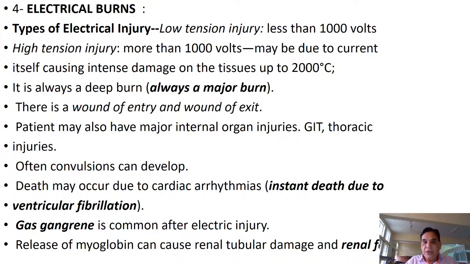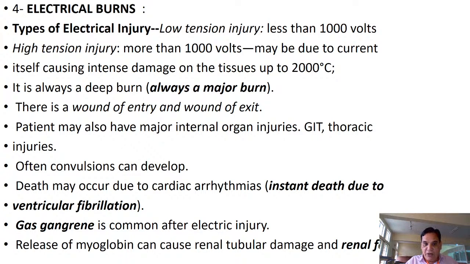What is the difference? Low tension is less than 1000 volts, high tension is more than 1000 volts, with intense damage to the tissue, about 2000 degrees centigrade. Imagine the temperature and what the patient must be feeling. This is the same temperature which is achieved whenever there is electrocution. During the rainy season, whenever electrocution and death occurs, 2000 degrees centigrade is the temperature, and it is always a major burn. For a low tension injury, there is a wound of entry and a wound of exit.